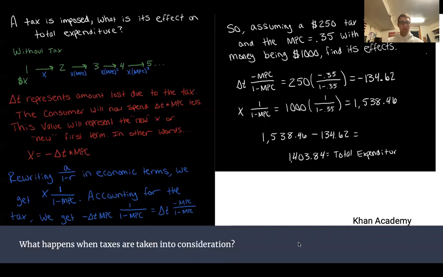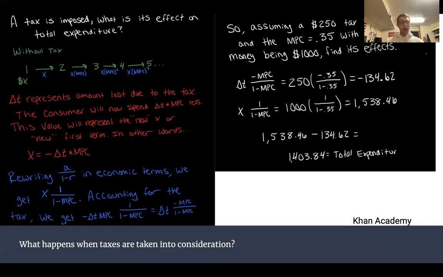All right, so for our tax example, we want to determine what will happen when taxes are taken into consideration. So if a tax is imposed, what is the effect on total expenditure? As we know before, without tax, it is just the initial term times the MPC to the nth power. However, a change in tax represents the amount lost due to the tax. So the consumer will now spend delta t times MPC less. So this value will represent the new x, or the new first term. In other words, x is now negative delta t times MPC.